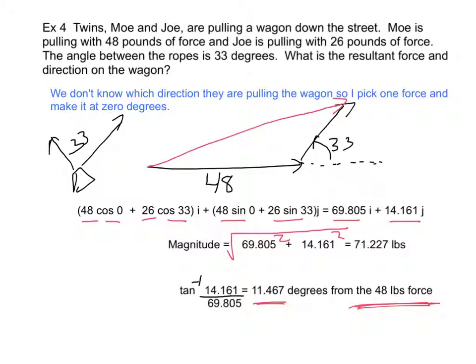You could work this problem making the 26-pound force here and this 48. You'll get the same magnitude for the resultant of 71 pounds, but this angle will be 33 minus 11 because the two of them add up to 33.